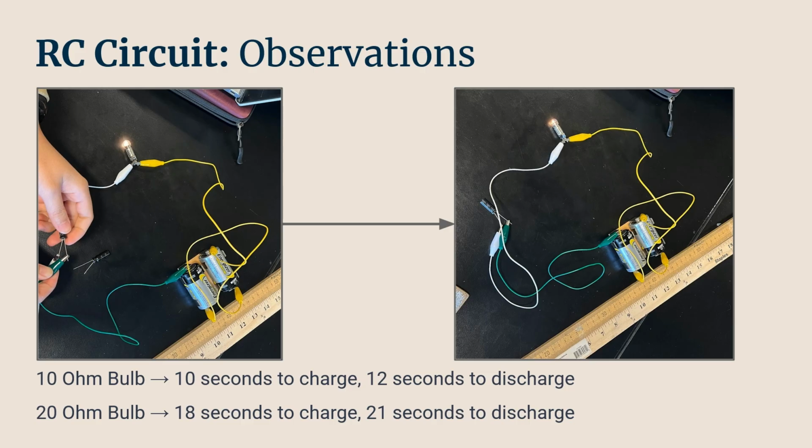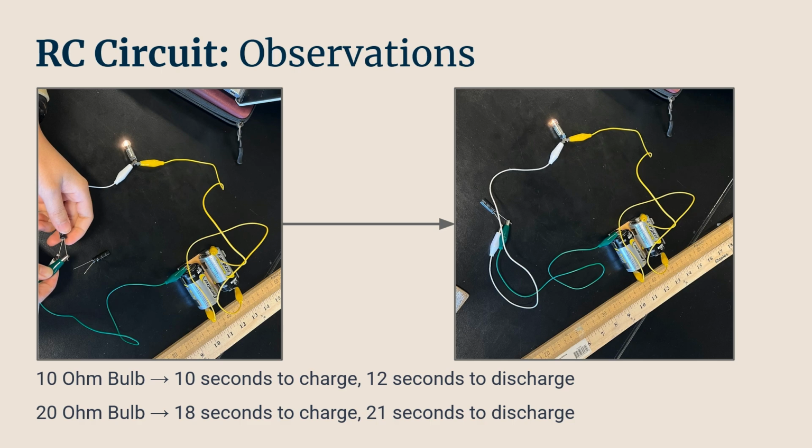First, we connect the battery to the 10 ohm bulb and capacitor in series to observe the behavior of the capacitor charging. Initially, the bulb was really bright, but it gradually dimmed as the capacitor was charging until it turned off completely after around 10 seconds, where the current was 0. When we disconnected the battery, the bulb lit up again and the brightness decreased until it turned off completely as the capacitor discharged in 12 seconds.